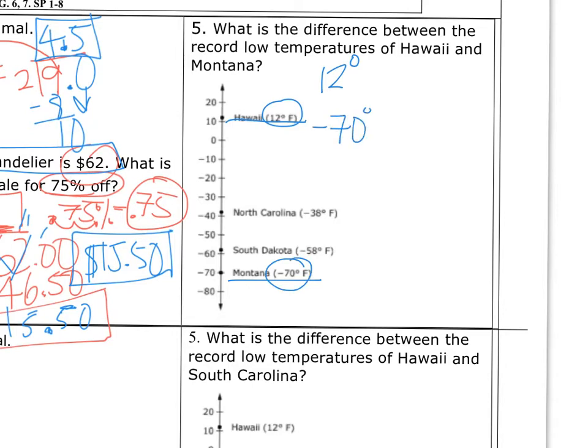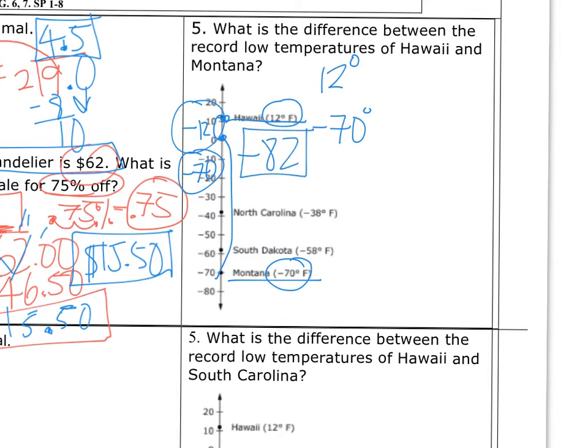All right, and it's asking you what the difference is. So if you look here, if we start at 12, where Hawaii is, and we go to 0, how many degrees did you go down? You went negative 12 degrees down, right? And from 0 to negative 70, you went another negative 70. So if they're same signs, add and keep them, negative 12 plus negative 70, that's negative 82 degrees.